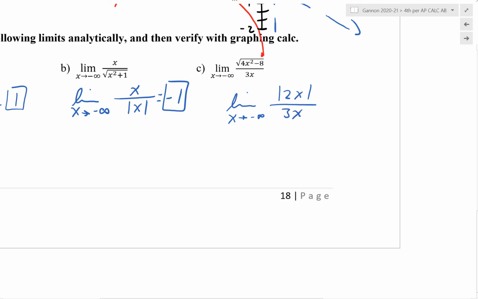Now, as you plug in negative infinity, or numbers that get closer and closer to negative infinity, the x's basically cancel. When you plug in the negative, you're going to have the absolute value of a negative number on top, so it's positive. But you're going to have a negative number on the bottom. So a positive divided by a negative is a negative, so in this case, negative 2/3. And that's the limit as x approaches negative infinity. And again, you could plug that into your graphing calculator to verify that is in fact true.